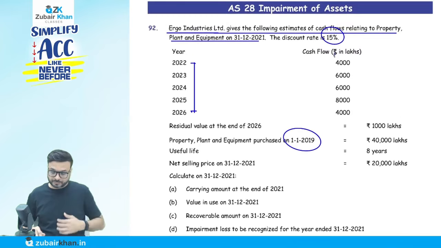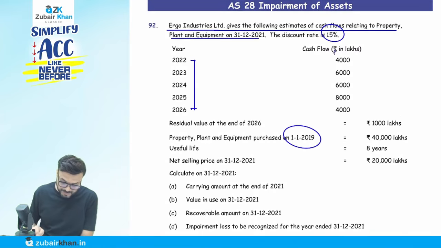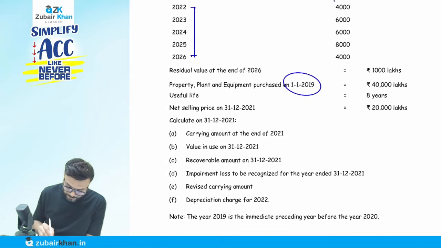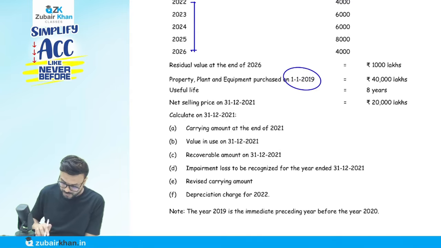At what price did we purchase on 1st of January 2019? So 19, 20 and 21, after 3 years they're asking what the book value is. It is purchased at 40,000. What is the residual value? 1,000, divided by the life of the asset.